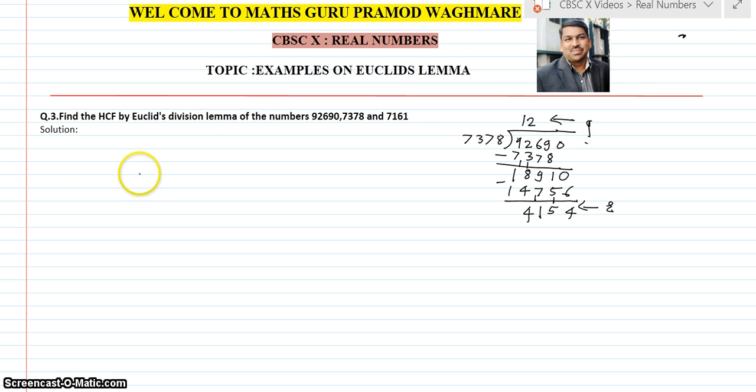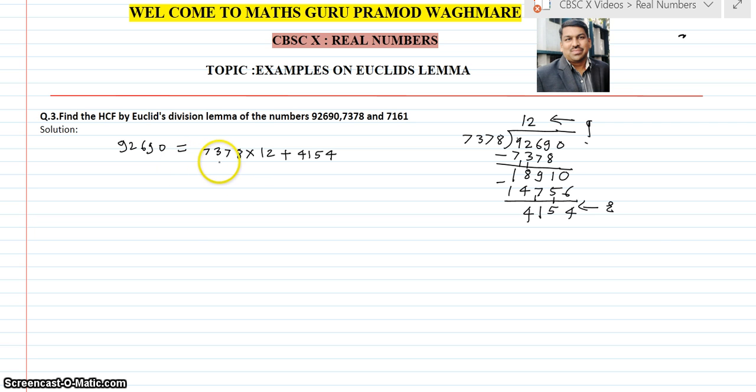Okay, so by using Euclid's division lemma we can write 92,690 equals, a = bq + r. What is b here? b is 7378, into q which is 12, plus r which is 4154. Now here the remainder is not 0, so we are not getting HCF here.